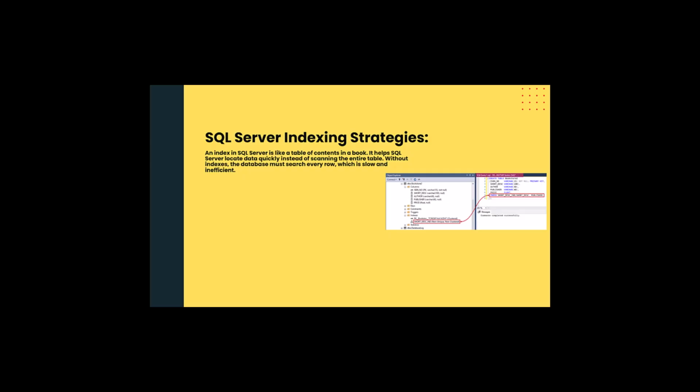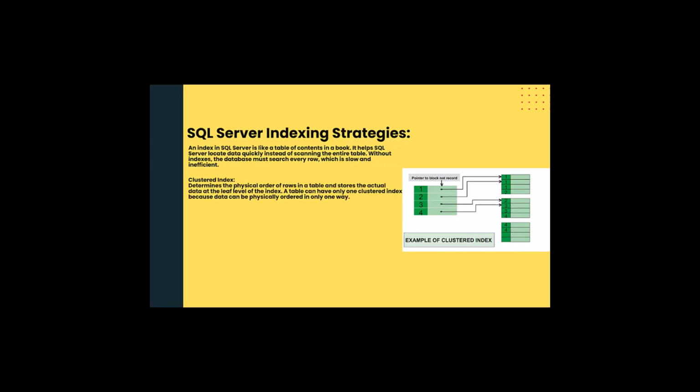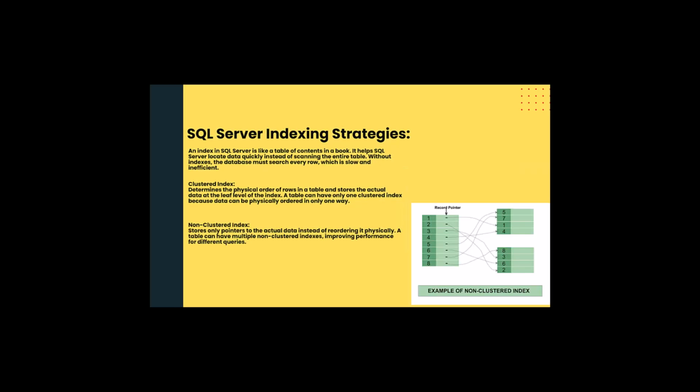SQL Server has two main types of indexes. Clustered indexes determine the physical order of rows in a table and store the actual data at the leaf level of the index. A table can have only one clustered index because data can be physically ordered in only one way. And second is the non-clustered index.